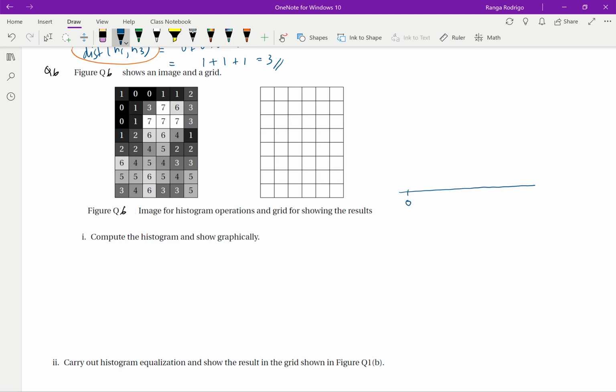Intensity values for 0, 1, 2, 3, 4, 5 and 6. So now it's a counting business. Fix intensity 0. Okay, 0. Use a different color. This one. Yes, 0, 1, 2, 3, 4. 4 zeros.